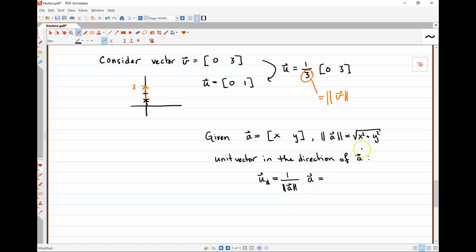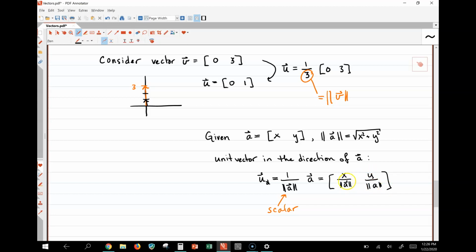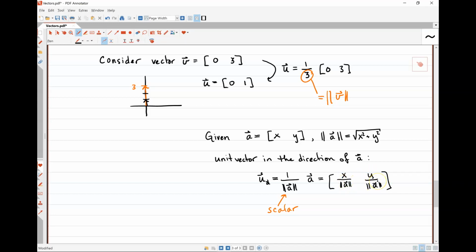And now the length is just a scalar. So what we're doing is scalar multiplication. So this ends up being, in this case, x over the length of a, y over the length of a. The length of a, again, is that square root of x squared plus y squared.